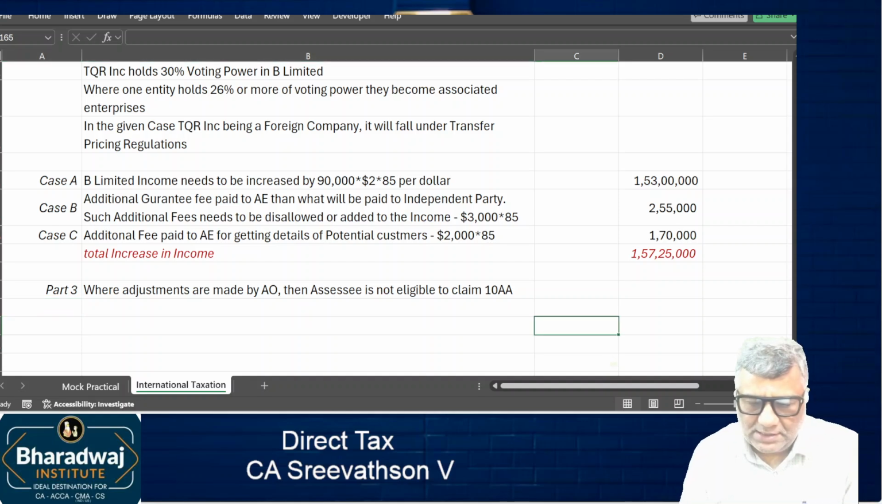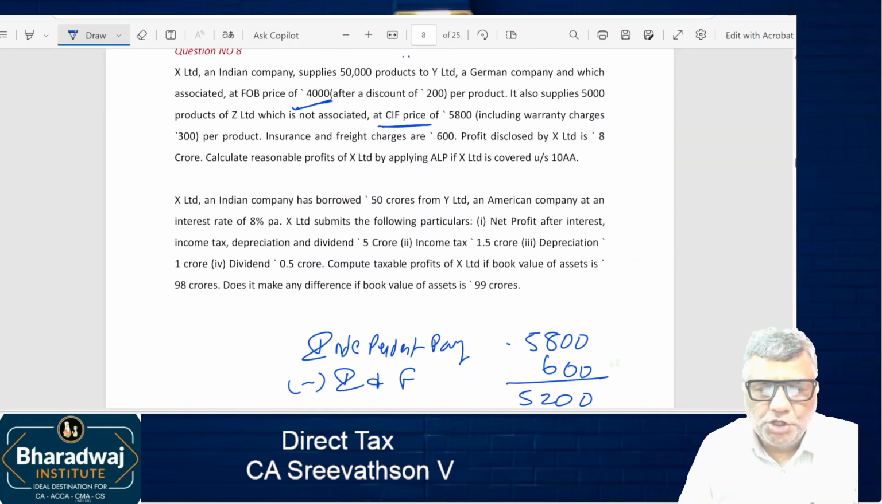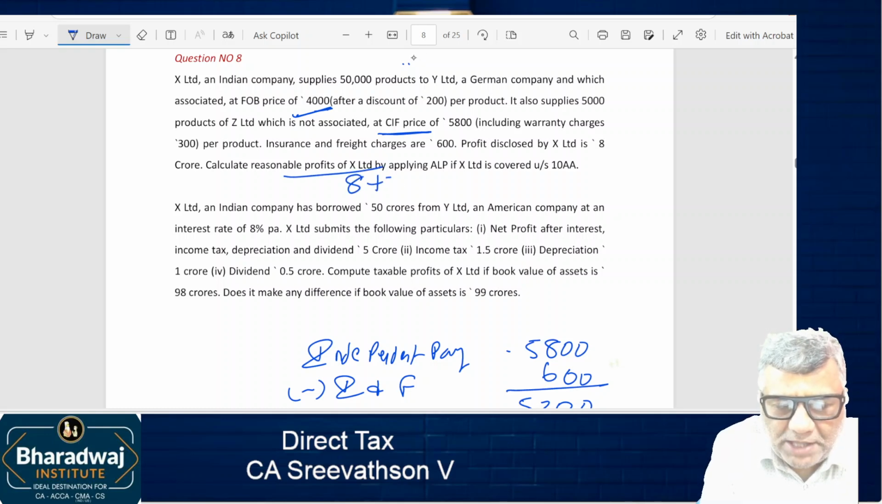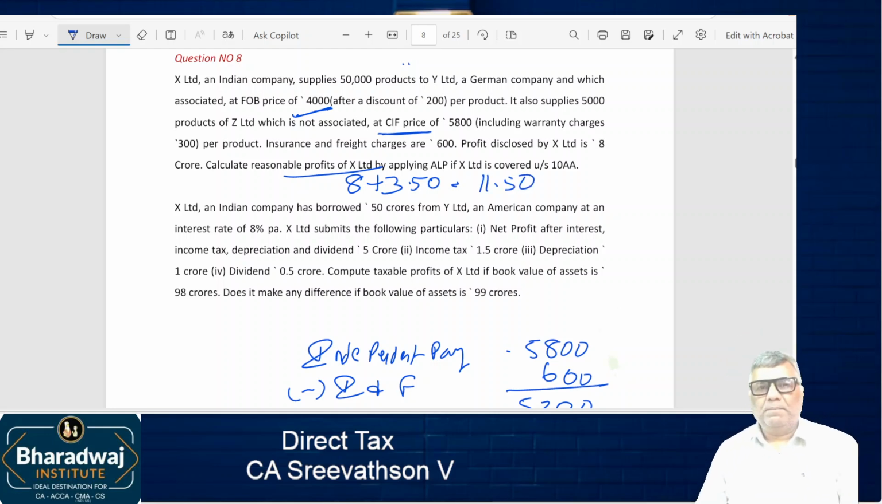700 into 50,000 is 3 crore 50 lakhs. Their profit disclosed is 8 crores. What is the reasonable profit? 8 plus 3.50, so 11 crore 50 lakhs is the reasonable profit.